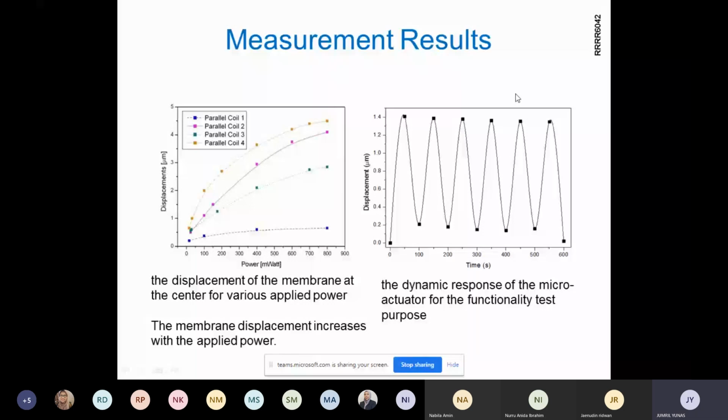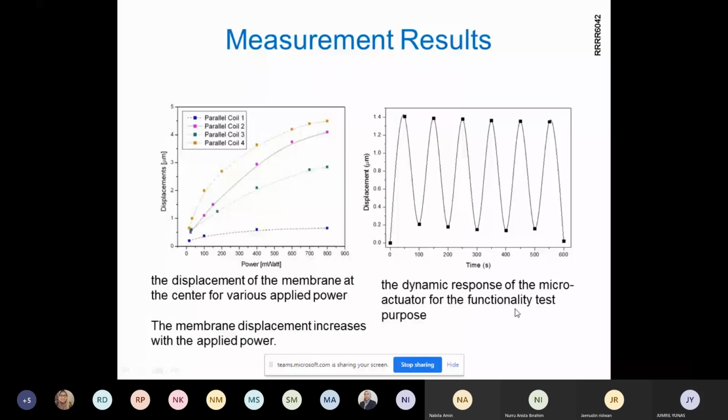Finally we can test the functionality of the device, namely by giving an input AC current, AC voltage, on, off, on, off. If we turn on the power supply, the membrane deforms up to 1.4 micron. If we turn it off, it returns to the initial position, displacing down to 0.2. So this is the functionality test of the actuator.